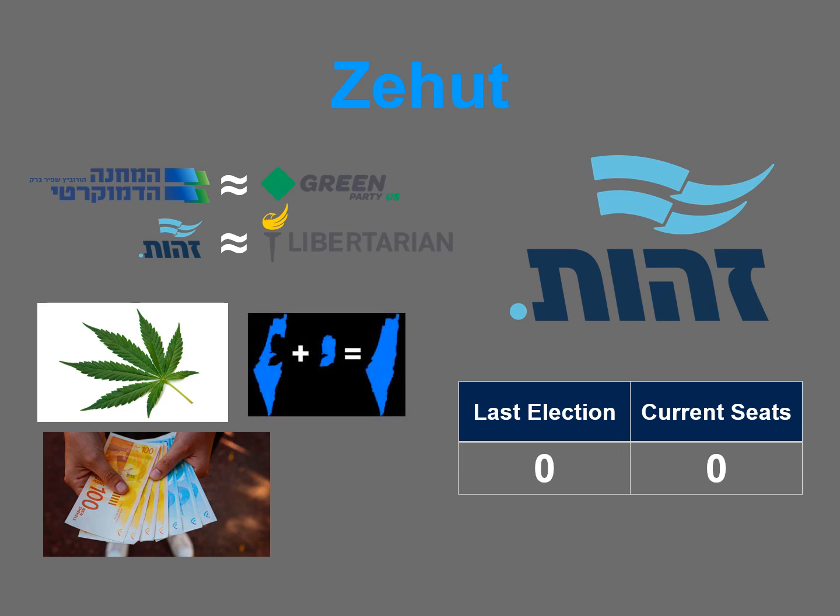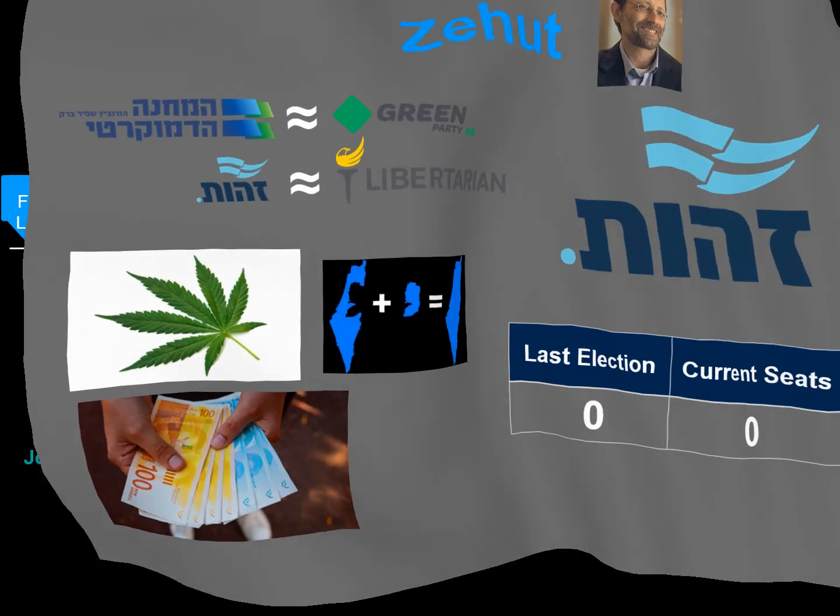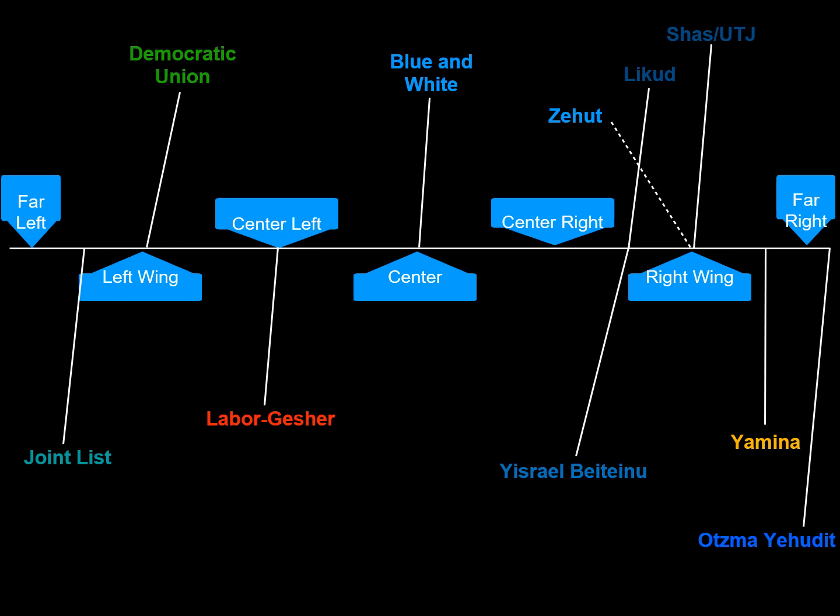In early September, Zehut agreed to a deal with Likud to withdraw from the election in exchange for its leader Moshe Feiglin serving as a minister in Netanyahu's government. The deal also stipulated that Netanyahu's government adopt some of Zehut's economic and cannabis reform policies. Zehut defines itself as a right-wing party, despite its differences with the other traditionally conservative parties on issues such as marijuana.